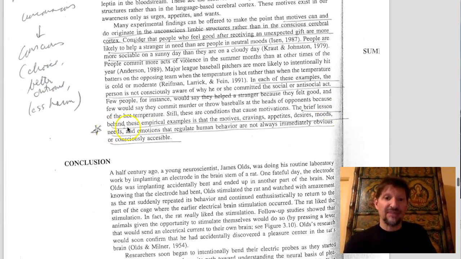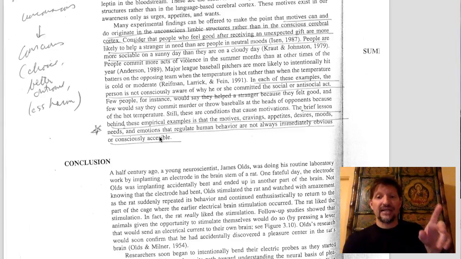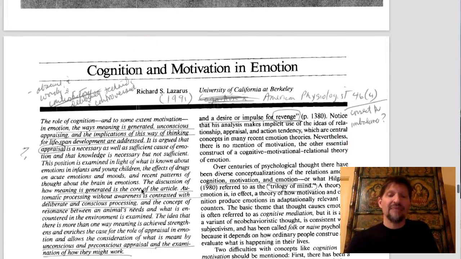The brief lesson behind these empirical examples is that the motives, cravings, appetites, desires, moods, needs, and emotions that regulate human behavior are not always immediately obvious or consciously accessible. But here's the point we make in this class. They can become consciously accessible if we approach and lean into these emotions and not simply back away or ignore them.